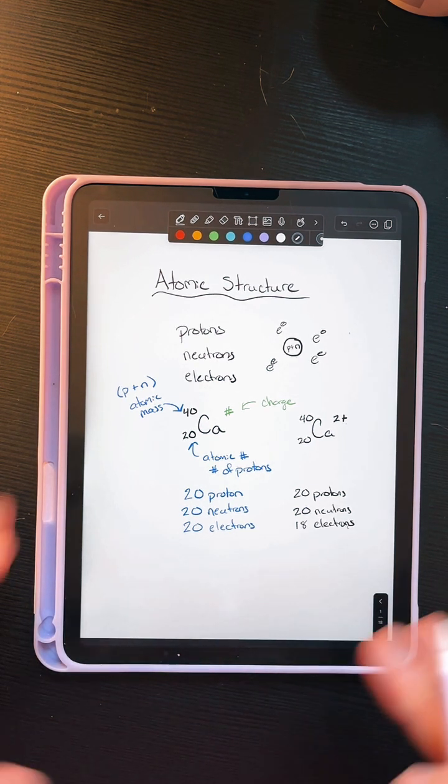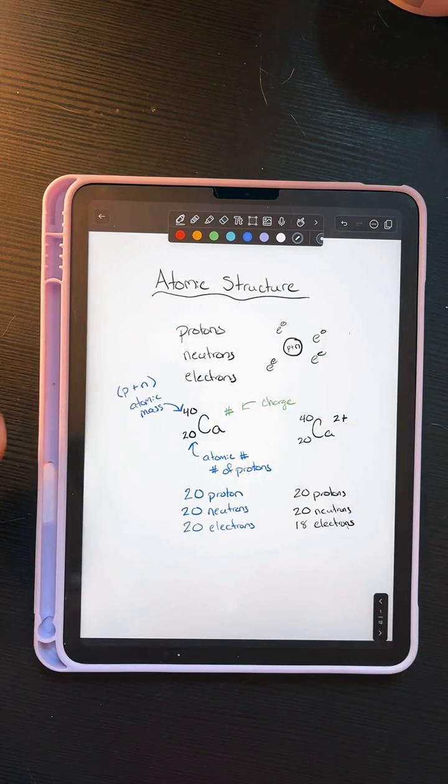How are we doing so far? This is a very brief overview. We are going to start talking a little bit more complicated.